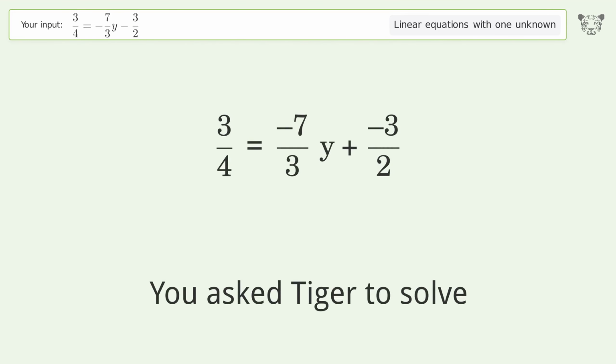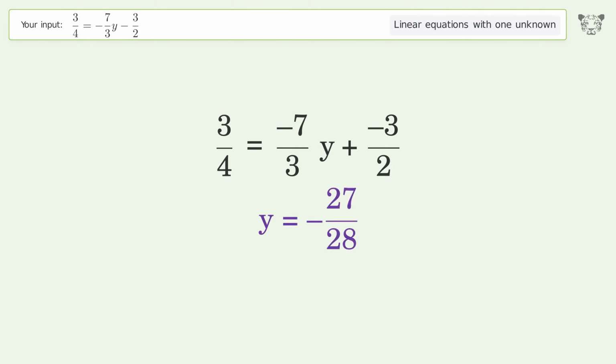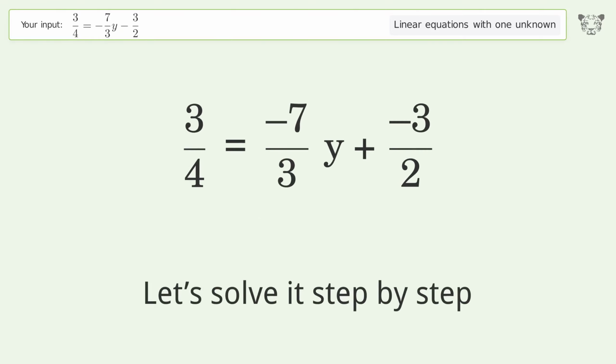You ask Tiger to solve. This deals with linear equations with one unknown. The final result is y equals negative 27 over 28. Let's solve it step by step.